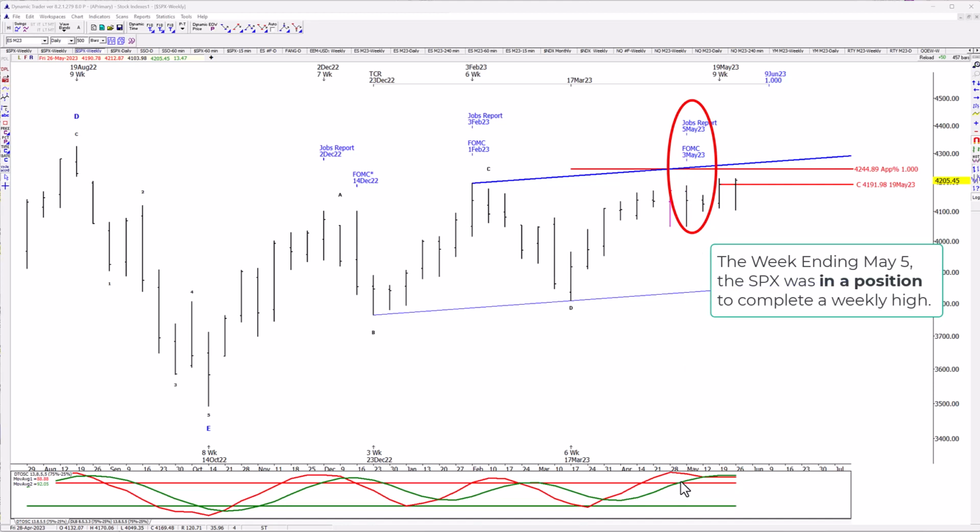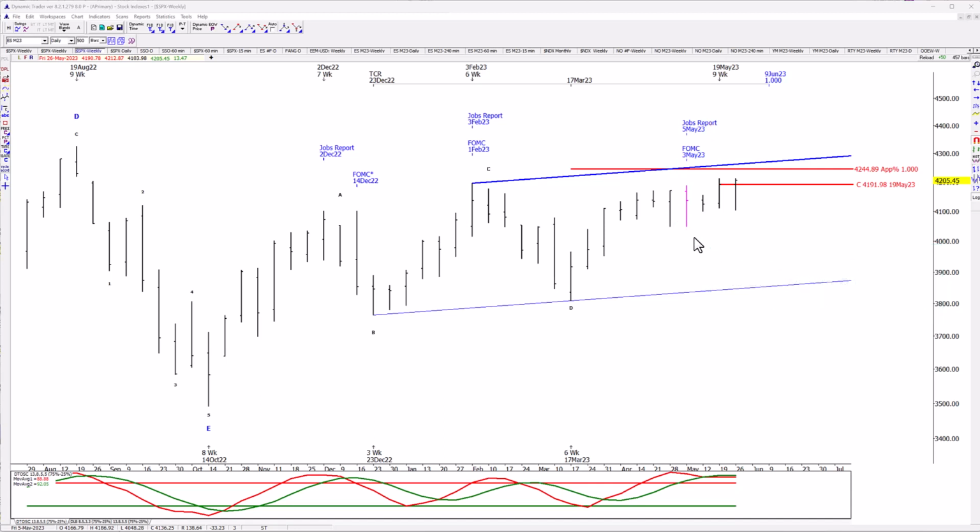So it looked like it was in a position to complete this weekly high. So what happens when a market gets in, notice my language, in a position to complete a high or a low or breakout and that sort of thing? Well, the first thing you have to do, again, remember, I'm always taking all of this from the perspective of someone who actually trades. I don't care about being a forecaster. I want to make trade decisions that are profitable.